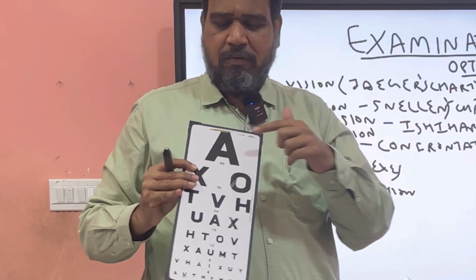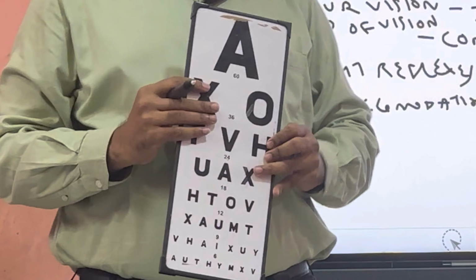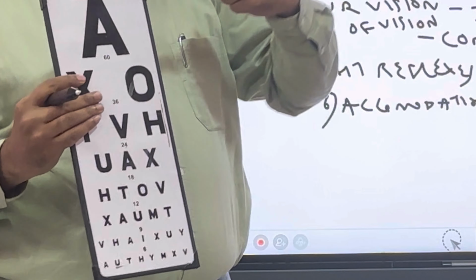If I make Ranjit sit at a distance of 60 meters, Ranjit can read only A. If I make Ranjit sit at 36 meters, he can read A as well as XO. At 24, Ranjit will be able to read A, XO, TVH. But I can't make him sit at a distance of 60 meters and check whether he is able to read A.